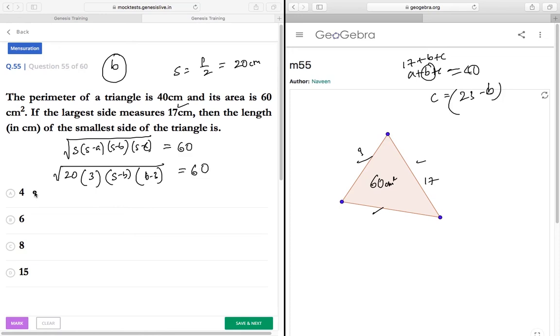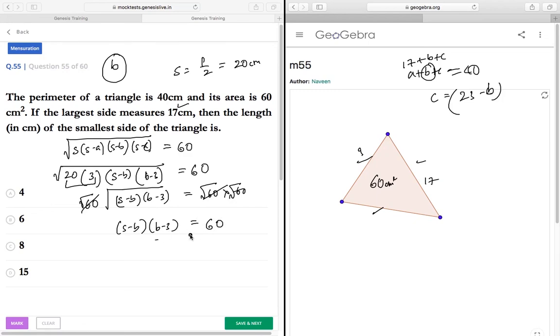Let me square on both sides. We have 20 into 3. I'll take this separately. This is root 60, and under the root I'll write 20 minus b into b minus 3. This is equal to root 60 into root 60. Cancel that. Then square it now. You get 20 minus b into b minus 3 is equal to 60. Solving this, you will get the value of b as either 8 or 15.